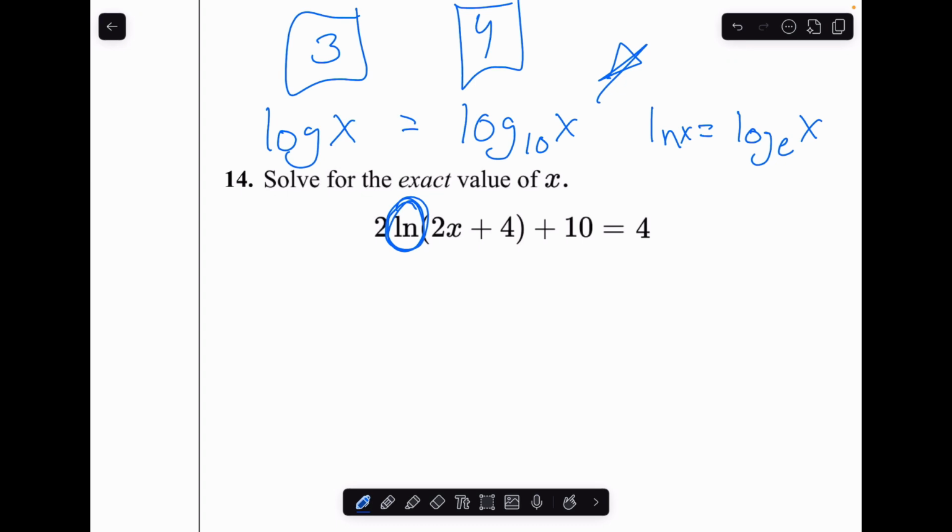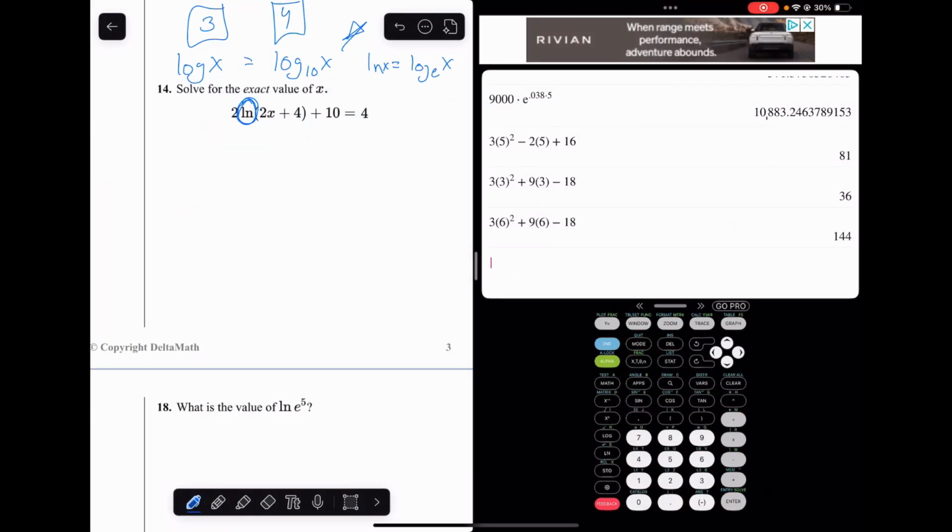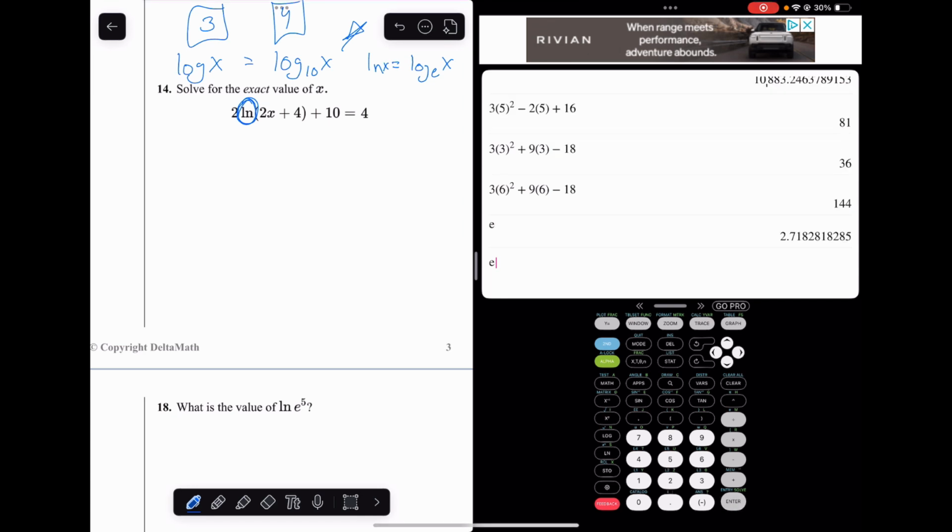Well, e is an irrational number. It's very similar to pi, and it comes up a lot in math. If you go to your calculator and do second ln, that gives you e. So e is 2.71828188285. It just keeps going on forever. It's similar to pi, right? Like if I were to plug pi into my calculator here, it just gives me this really long irrational number.